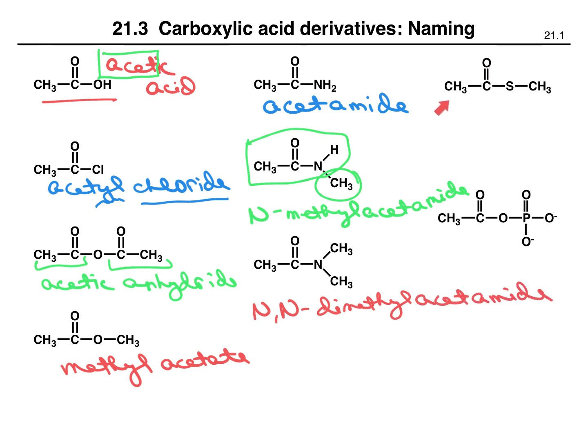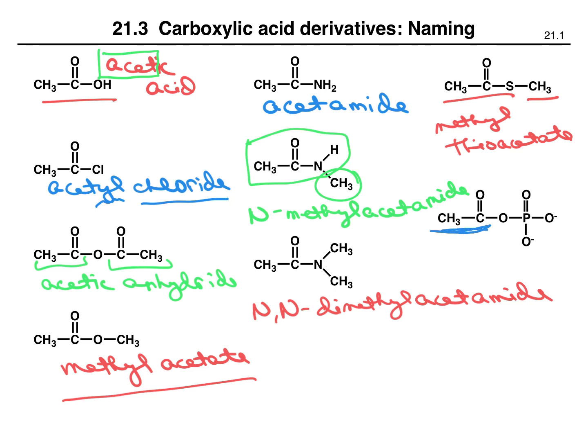Our next compound is a thioester. So we name this similarly to what we do with the ester. With the ester, we had methyl acetate. So this is going to be methyl thioacetate. One other group we haven't mentioned yet, this is a phosphate ester. You're going to see a lot of these in biological systems. So this is the acetyl group. So this is called acetyl phosphate.